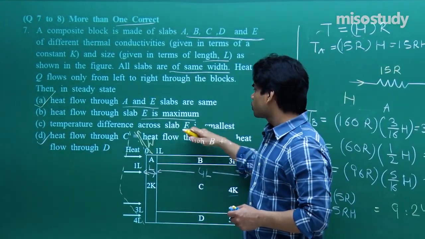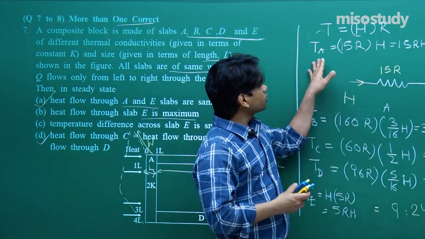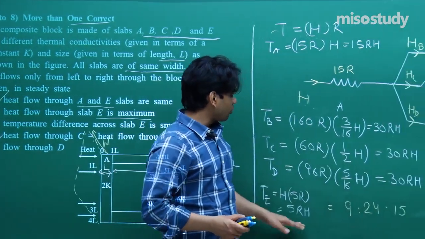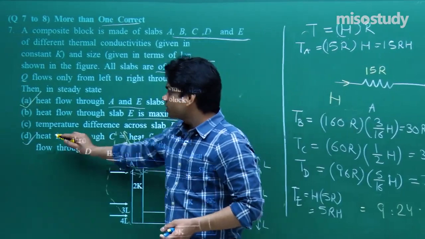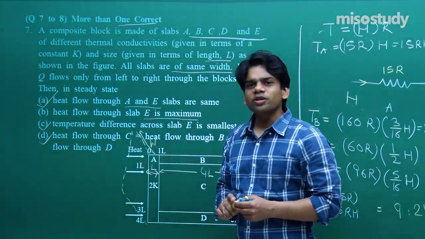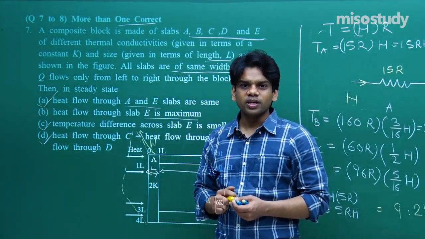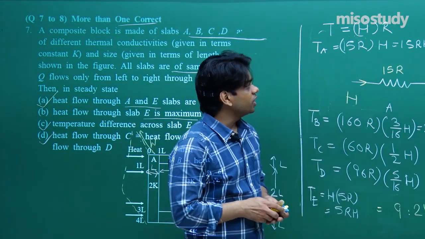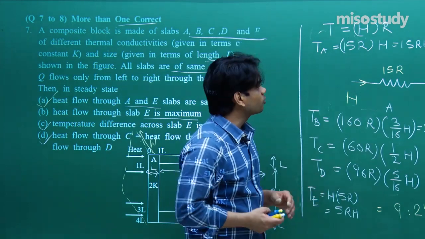So from here, temperature across slab E is smallest. We are having across A is 15RH, across B, C, D is 30RH, and it's only 5RH across E. So C is correct. Now one more thing I have commented on heat flow, the current also, the heat flow through slab E is maximum. Heat flow, you see, that is the rate of heat current through E.